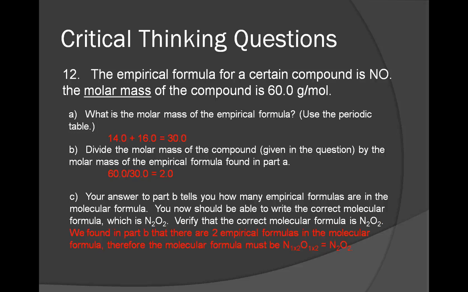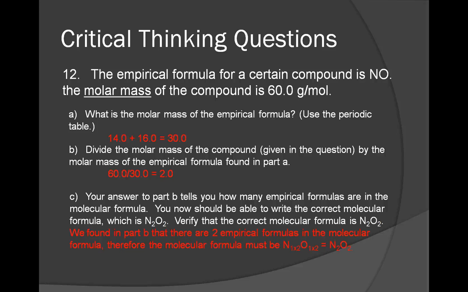Critical thinking questions. 12. The empirical formula for a certain compound is NO. The molar mass of the compound is 60.0 grams per mole. A. What is the molar mass of the empirical formula? Use the periodic table. 14.0 plus 16.0 equals 30. B. Divide the molar mass of the compound given in the question by the molar mass of the empirical formula found in part A. 60 divided by 30 equals 2.